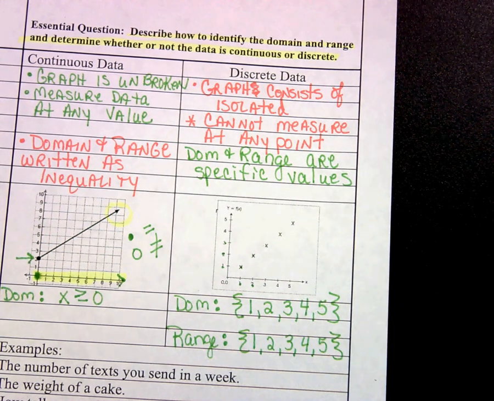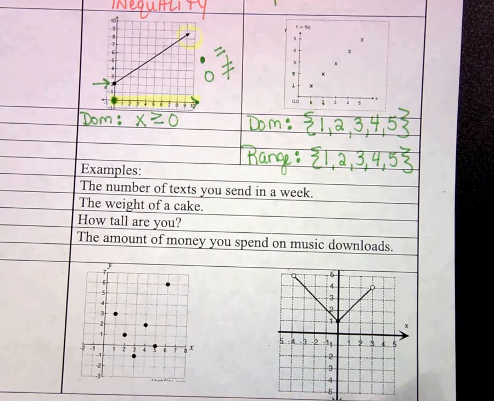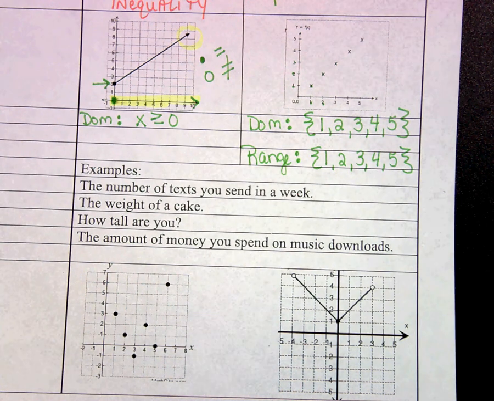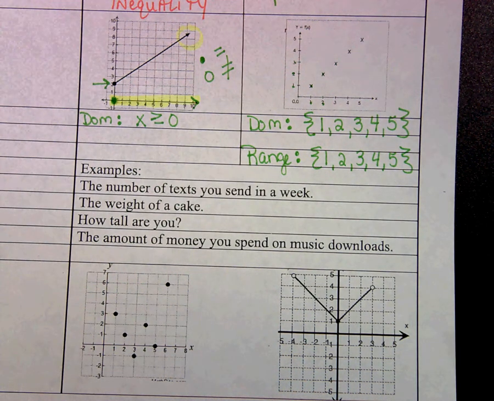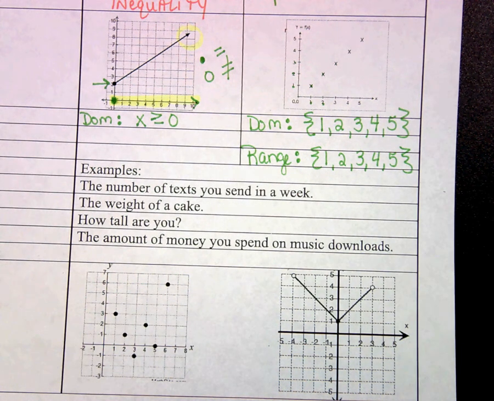Okay, let's look at these verbal examples, because that's when it gets a little bit trickier to determine whether it's continuous or discrete. The first example says the number of texts you send in a week. Well, the thing to ask yourself is, can you send half a text? If you can send half a text, then that would be considered continuous data.